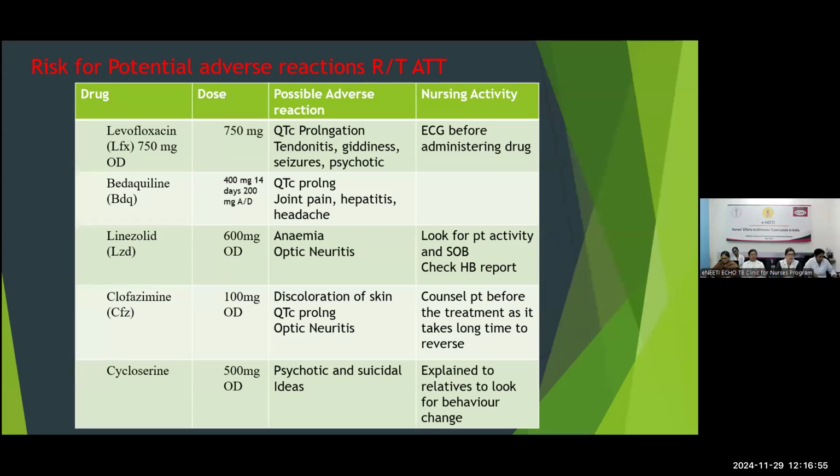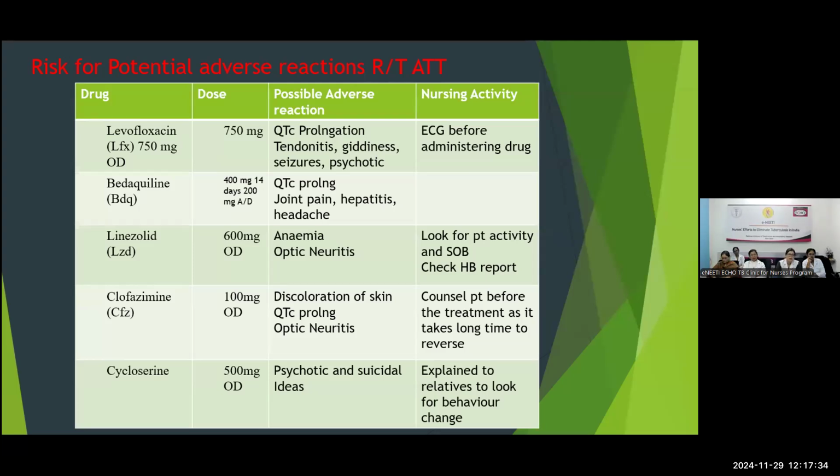Linezolid is 600 mg once a day. It can lead to optic neuritis and anemia, and in this case we can watch the patient's activity. We can ask whether there is any tingling and numbness, so that we can identify early and report any adverse effect. Clofazimine is 100 mg once a day. It can lead to discoloration of the skin, and you can find it in many patients. I have seen many patients taking clofazimine with this side effect.